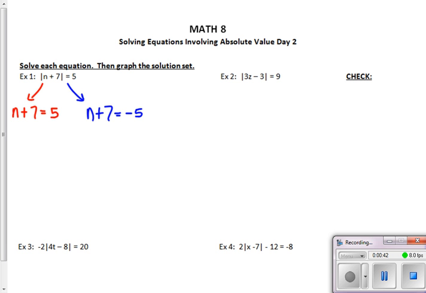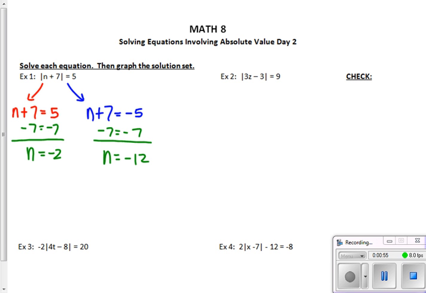In order to do that, you'd subtract 7 from both sides of your equation here, leaving you with two possibilities, n equals negative 2 and n equals negative 12. These would be the two possibilities for example 1, so negative 2 and negative 12.